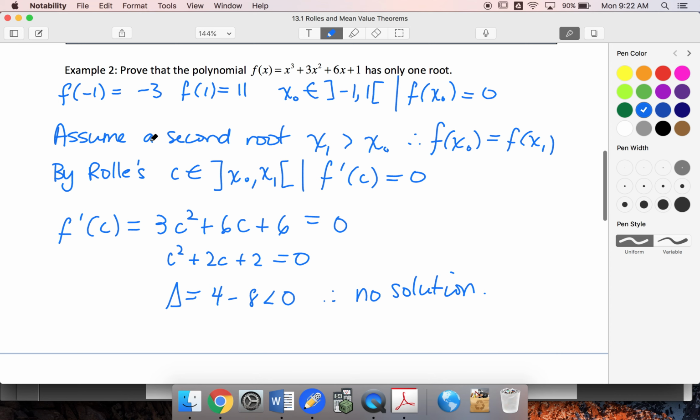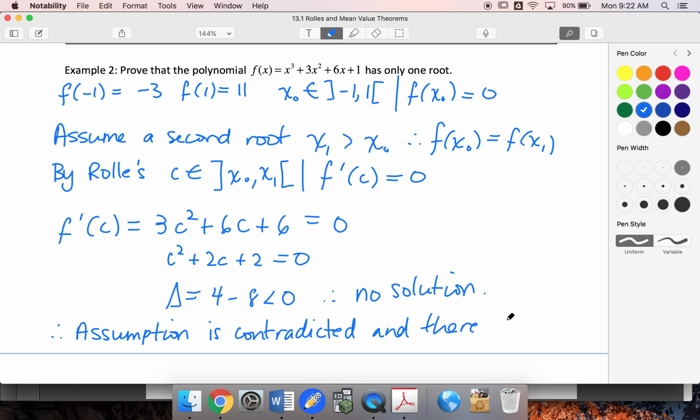So our assumption must be false. Our assumption is contradicted. And there is only one root.